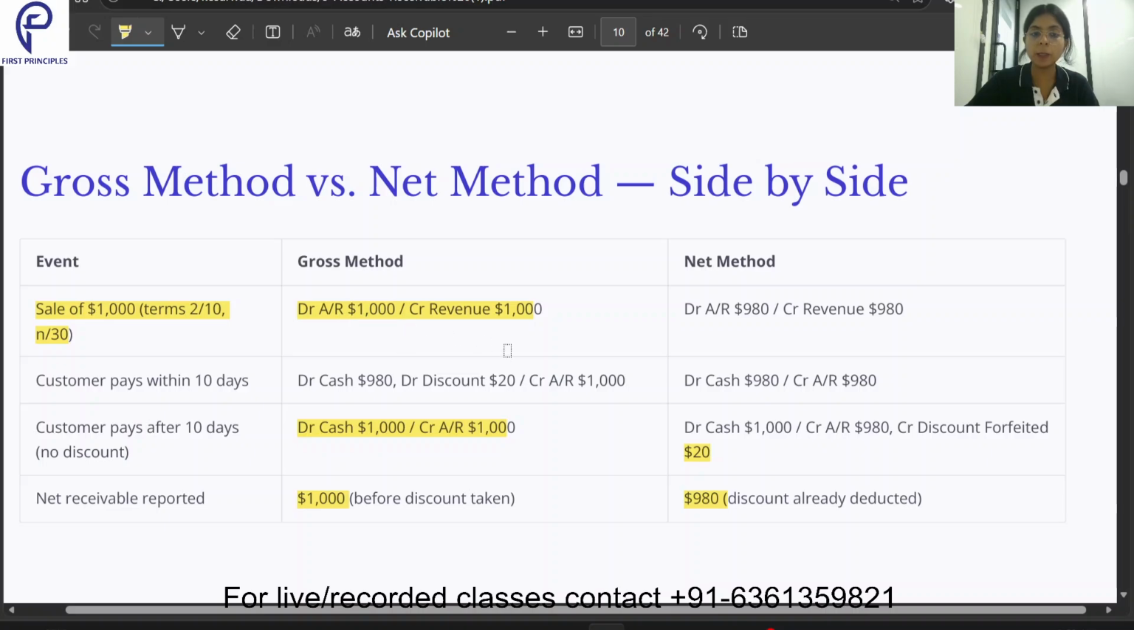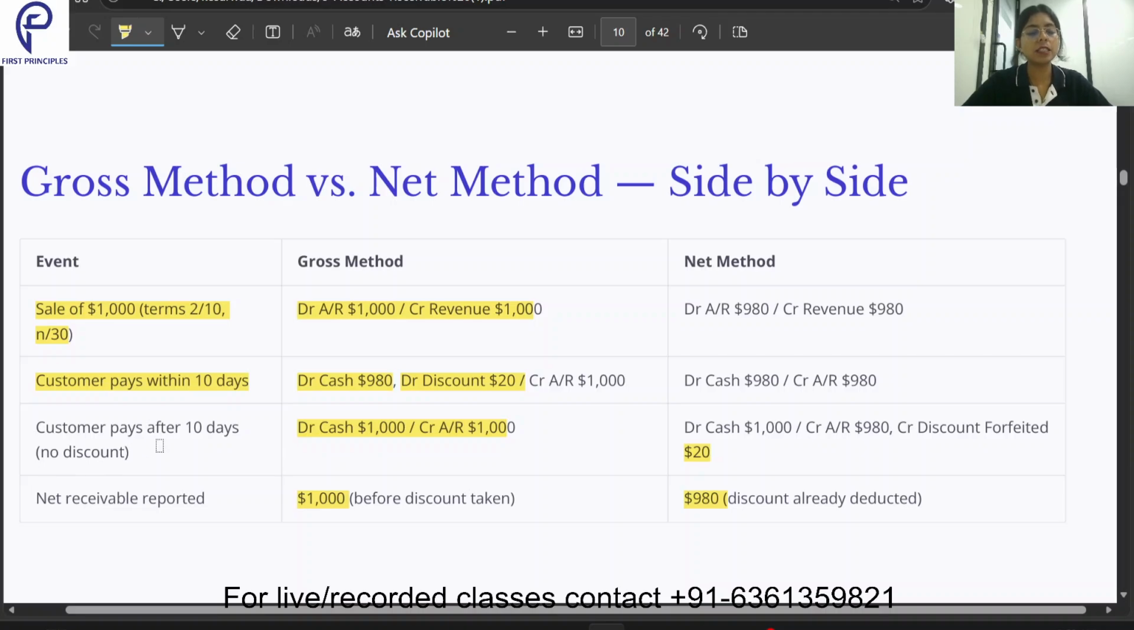Accounts receivable debit, credit revenue. Now if the customer pays within 10 days, that means they are availing the discount. So in that case, cash will be 980 bucks because they will get a 2% discount. 2% of 1000 is 20 bucks. Then the discount amount of 20 bucks will be debited to the discount account. Then accounts receivable will be credited by 1000 bucks.